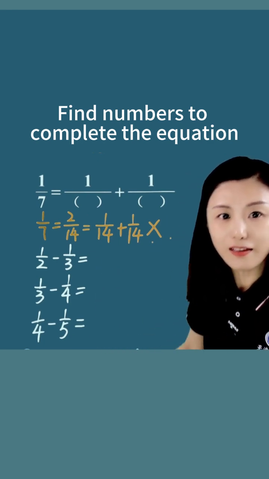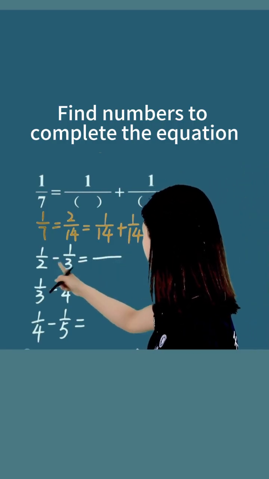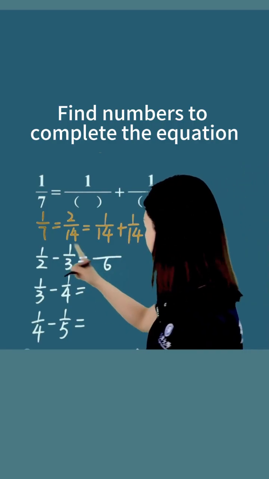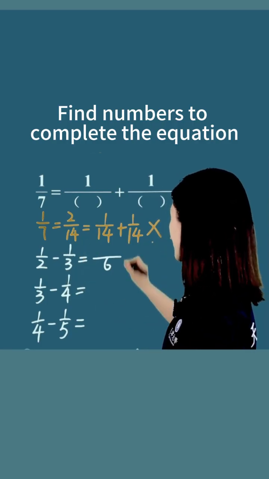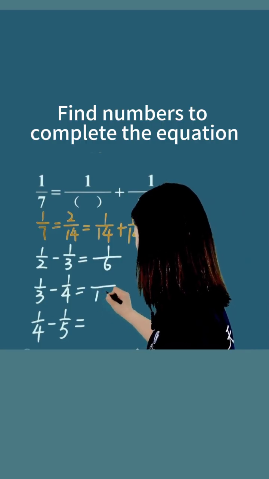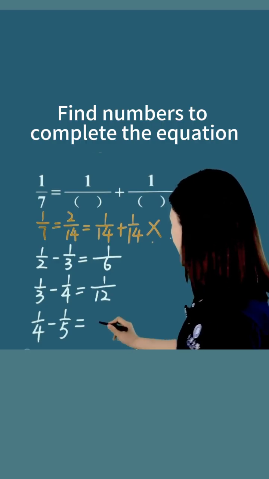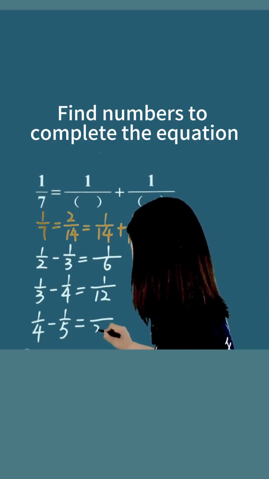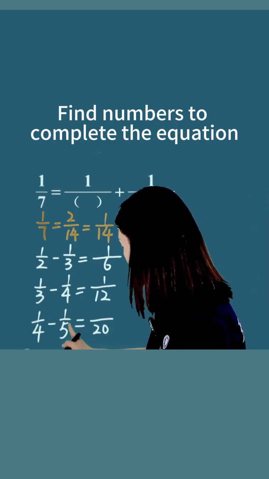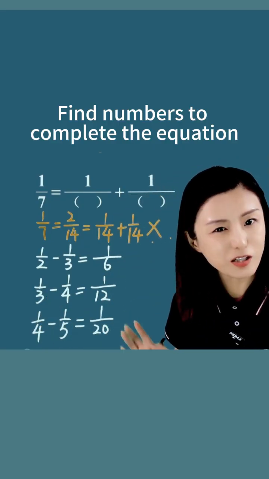Look, 1/2 minus 1/3. Finding a common denominator is easy. 2 times 3 is 6, so 3/6 minus 2/6 equals 1/6, right? And here, 3 times 4 is 12, so 4/12 minus 3/12 equals 1/12. For this problem, 4 times 5 is 20, so after finding a common denominator, 5/20 minus 4/20 equals 1/20.